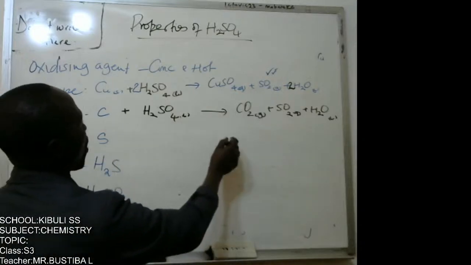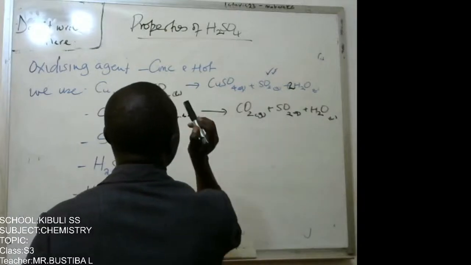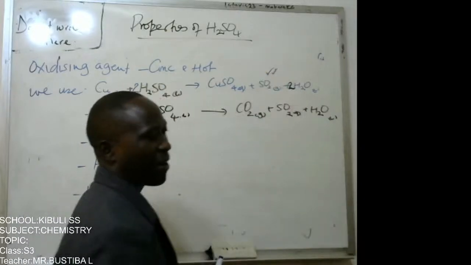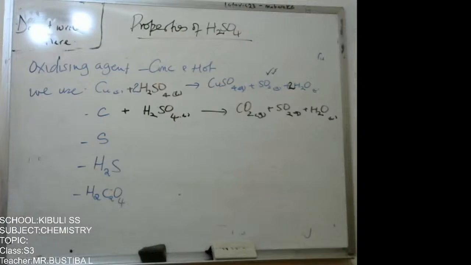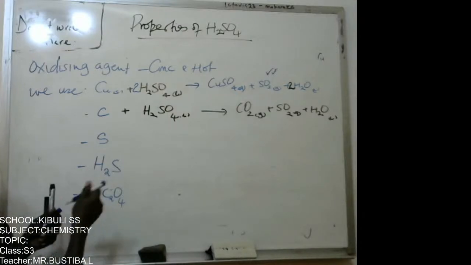Oxygens here, carbon is 1, 1. Hydrogens are 2, 2, they work out. Sulfur is 1. Oxygens are 4. Here, oxygens are 5. What do we do? So 1 has not helped us. Therefore, the next number to try is going to be a 2.